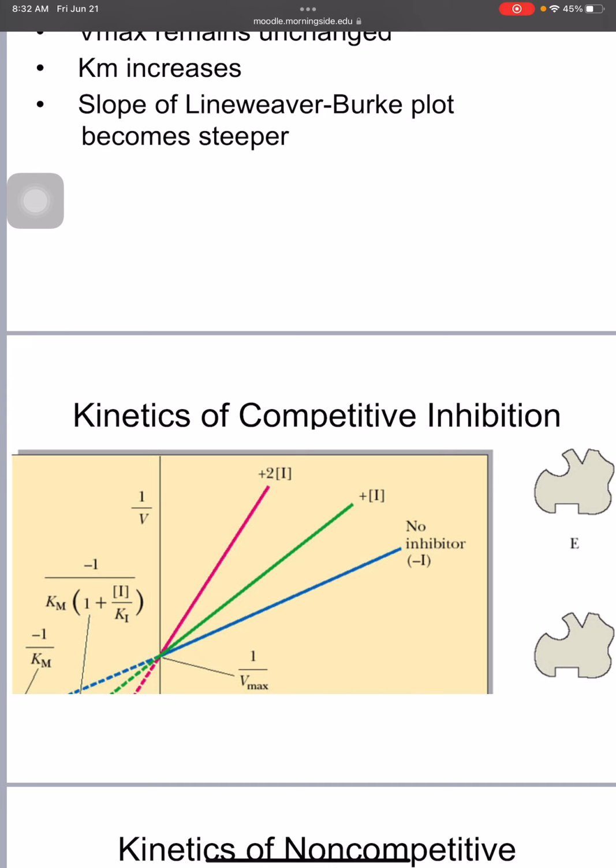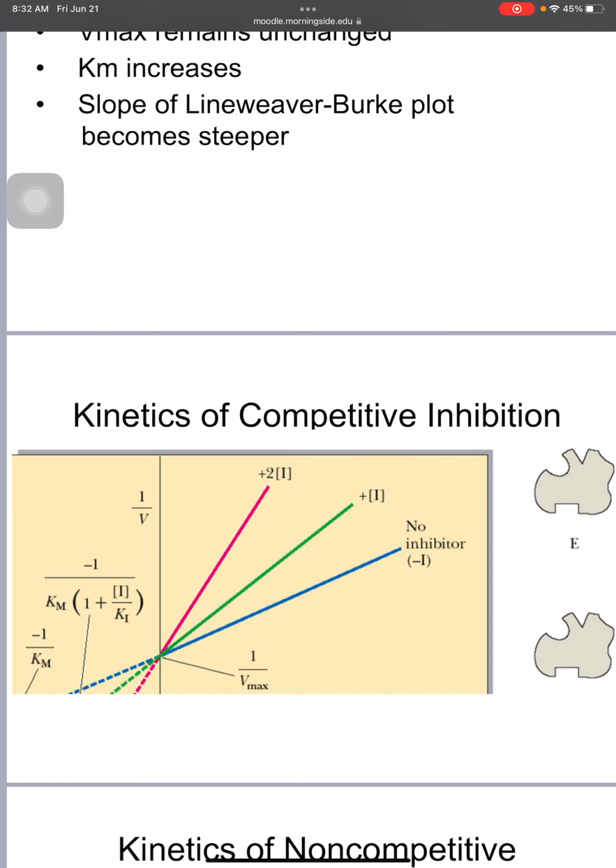Here's the difference in shapes, right? The no inhibitor line is exhibited with blue. Basically one portion or one equivalent of inhibitor has been added in the green. And you see that line gets steeper. And we added two equivalents in sort of the reddish purple line there. And you can see the slope gets even steeper.